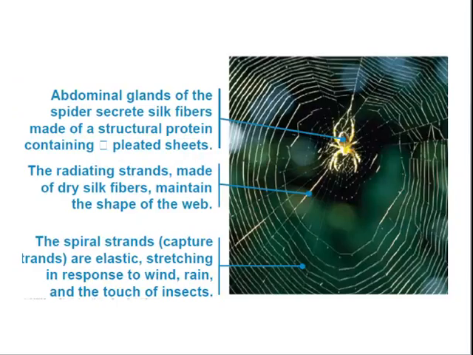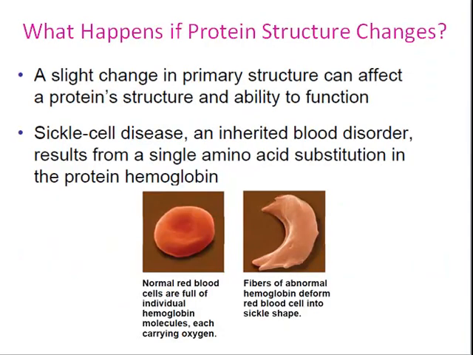So check this out. The abdominal glands of the spider secrete silk fibers made from a structural protein containing pleated sheets. The radiating strands made of dry silk fibers maintain the shape of the web, and the spiral strands, those are the capturing strands, those are elastic and they stretch in response to wind, rain, and the touch of insects. Pretty neat.